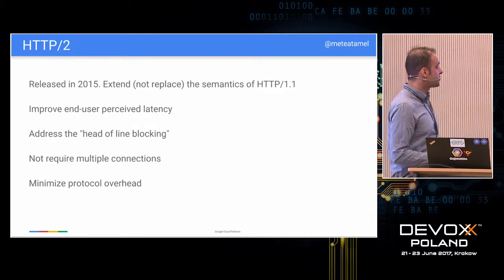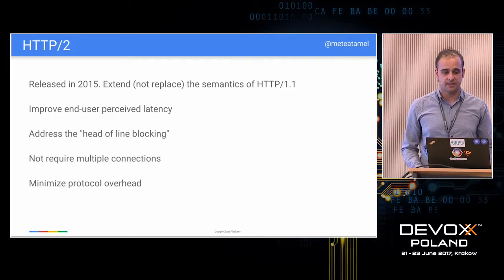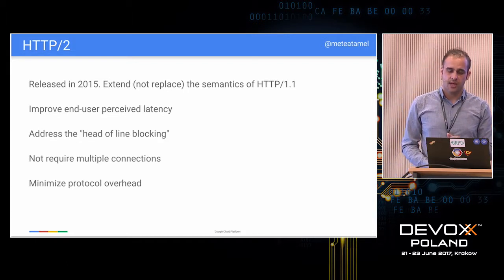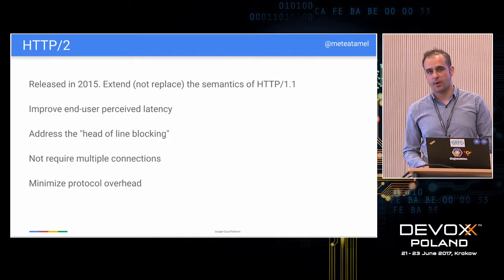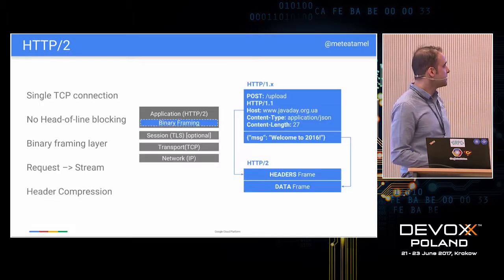So the idea of HTTP 2 is that it's trying to address all these problems that I talked about: the end user latency, the head-of-line blocking, having multiple connections, and the protocol overhead. They're trying to address all of that in HTTP 2, but in a way that's not going to replace HTTP 1.1, but rather extend it and make it better. And we'll look at how that happens.